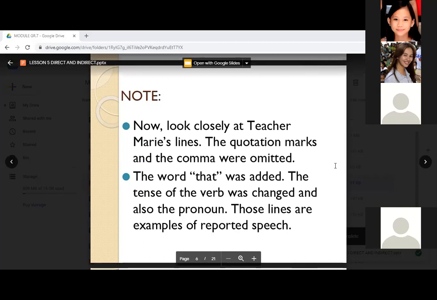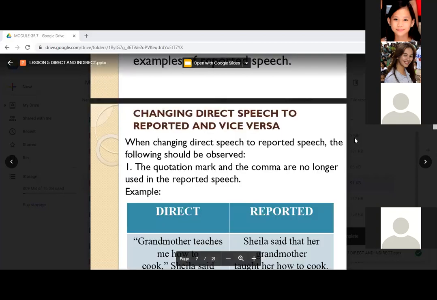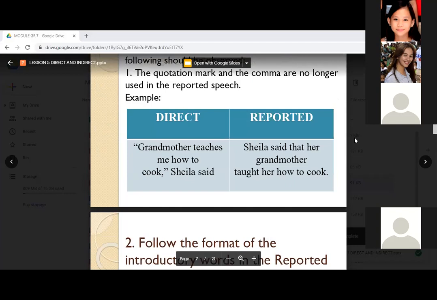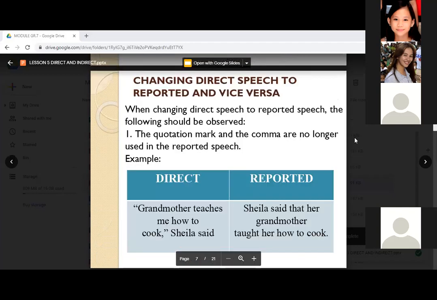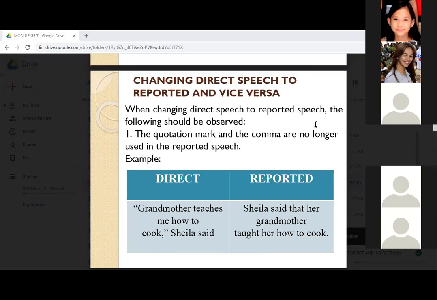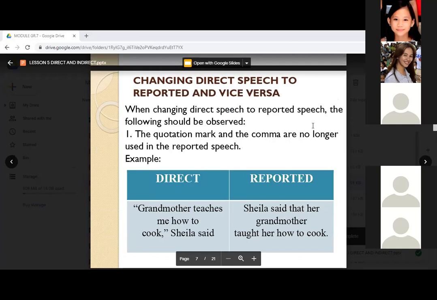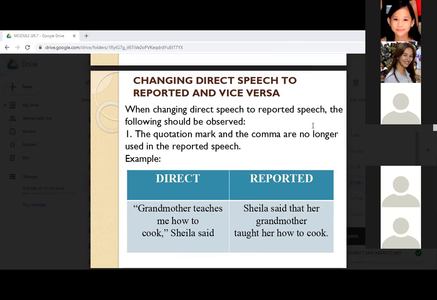Okay, sige. Now, let's proceed to the steps. Okay, makinig muna ha. Wala munang kung ano-anong gagawin. Now, let's proceed with the steps. How are we going to change direct speech to reported speech and vice versa? So for step number one, the quotation mark and the comma are no longer used in reported speech. So in step number one, in order for us to change direct to reported, we need to remove the quotation mark and the comma.